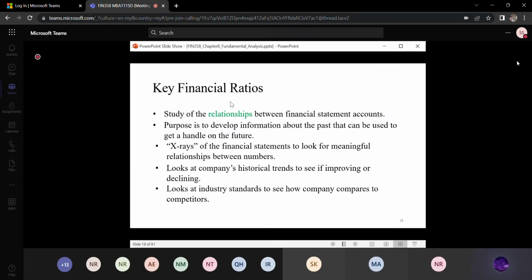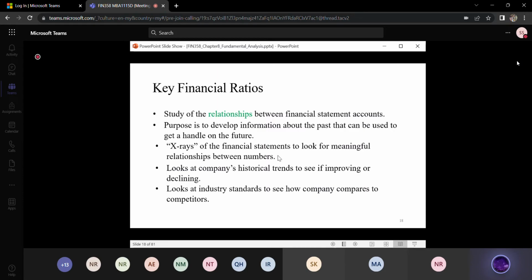So for key financial ratios, we study the relationship between financial statement accounts. The purpose is to develop information about the past that can be used to get a handle on the future. So we try to study the information in the financial statement, which means what has already happened, already past. So we try to use the past to forecast the future.